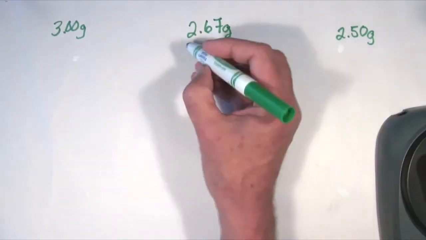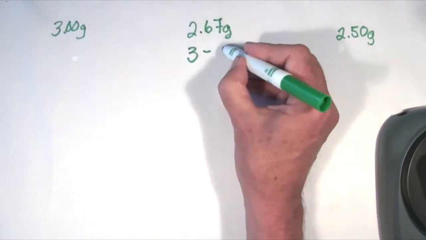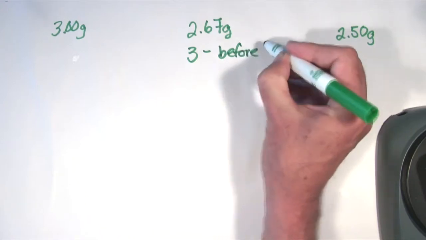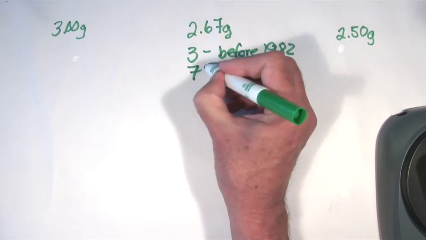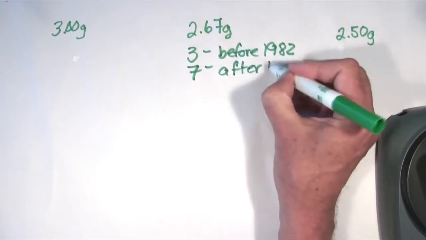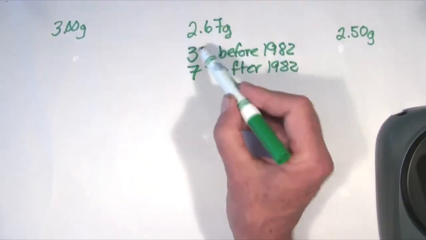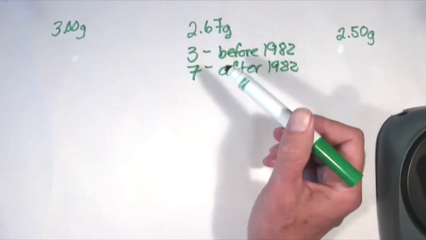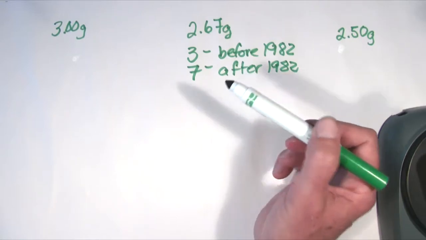Well, why is it? It's because 3 of those pennies are from before 1982, and 7 of those pennies are from after 1982. So we get an average mass of a group of pennies that is between these two numbers. So now, what about atoms?